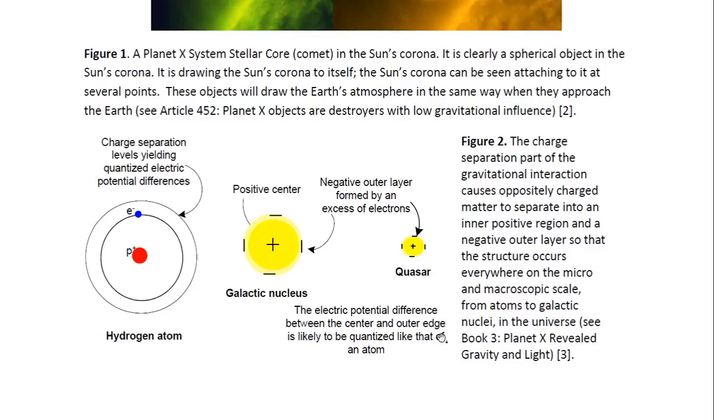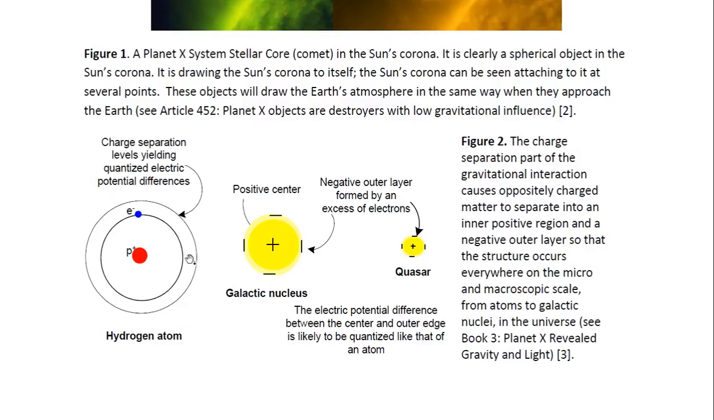Now, the reason why the sun's corona is negatively charged and why the core of all celestial objects is positively charged is because of the gravitational interaction. And the charge separation part of the gravitational interaction causes oppositely charged matter to separate into an inner positive region and a negative outer layer, so that this structure occurs everywhere on the micro and macroscopic scale. In other words, from atoms to galactic nuclei.